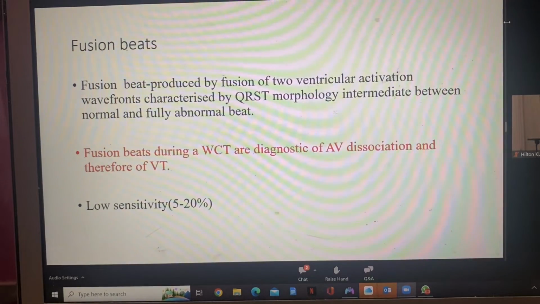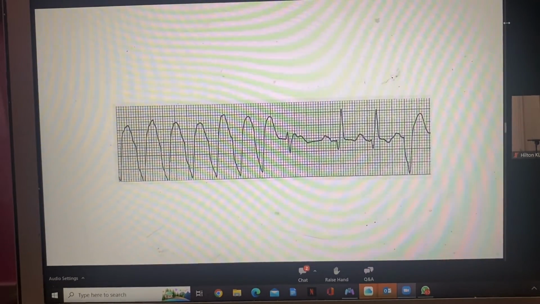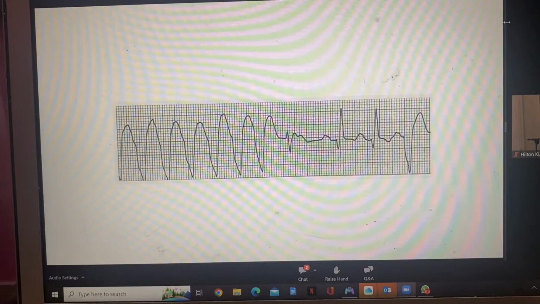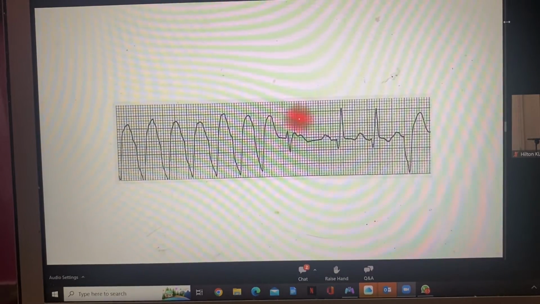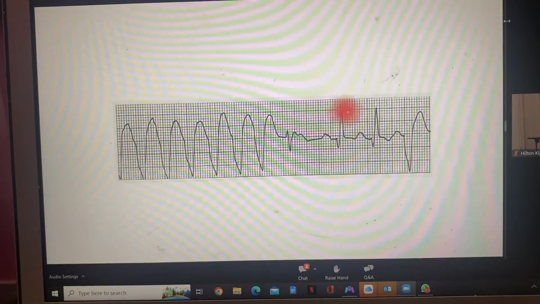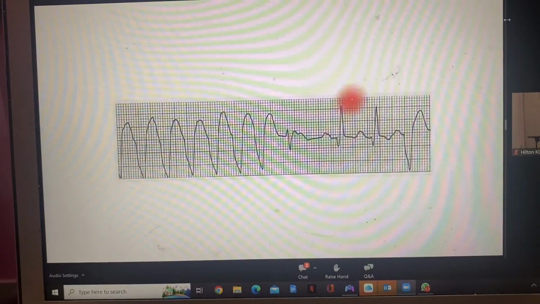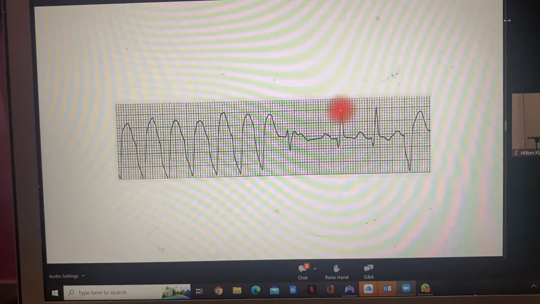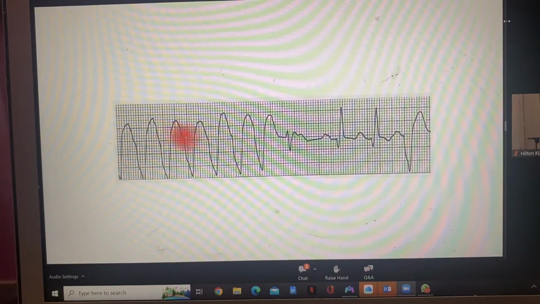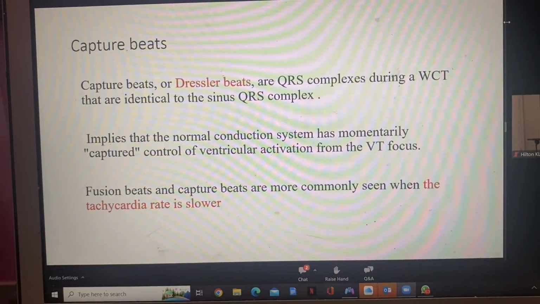So fusion beats. What are fusion beats? We have two types of beats: one is a fusion beat, another is a capture beat. So in this lead, you can see this is a fusion beat and this is a capture beat. There's a sinus P wave before the QRS. So these are the normal sinus beats of the patient, and these are wide, broad complex tachycardias. So this is likely to be VT. Capture beats I've already explained.